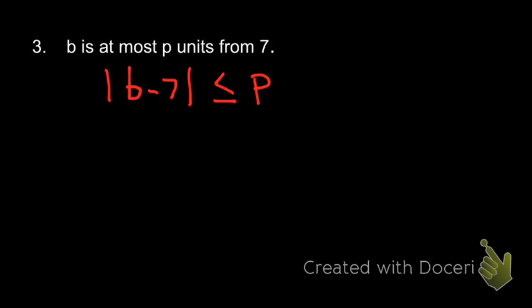So there we go. We can write it like that. And you can always make up some numbers to see if it makes sense. I'll let you do that yourself. You could have also said the absolute value of 7 minus b is less than or equal to p.